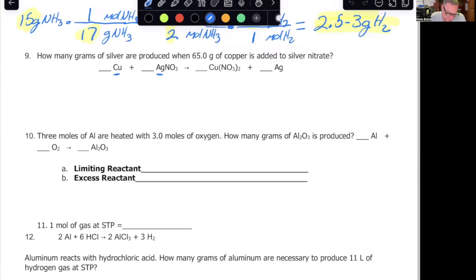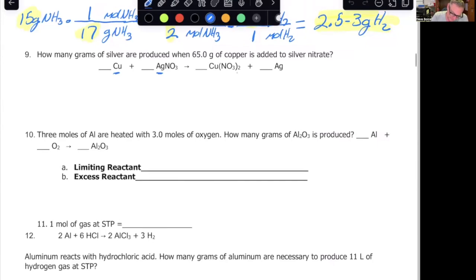Why don't we just go ahead and balance it while we're already talking about it? Copper, I have one on both sides. Silver, I have one on both sides, so that's good. Nitrate, NO3, I have two over here, so that just had to throw a wrinkle in it. So let's put a two there. Now that gives me two silvers, so let's go ahead and put two silvers on both sides. And I've got one copper, two silvers, two nitrates, and a balanced equation. So cool.